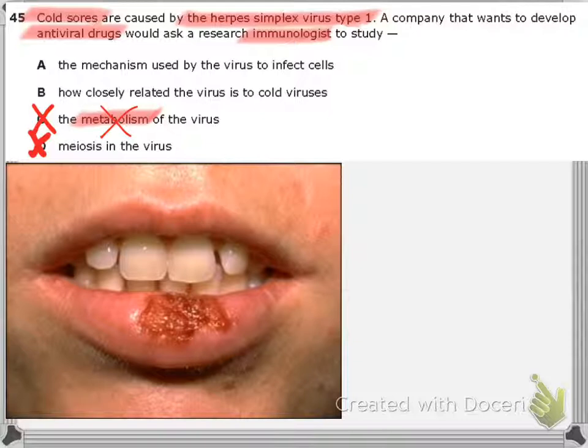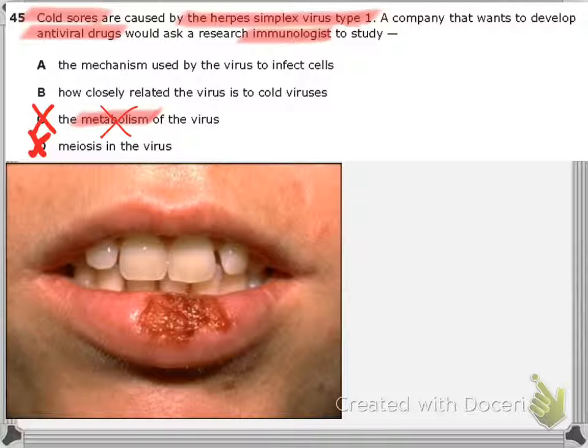It's like walking up to a printer that's already going and slipping in your copy, and then it starts making your copies. You're not actually copying anything. You're just slipping in the blueprints. So they don't do metabolism. They're not technically living, so we can pretty much eliminate that one.